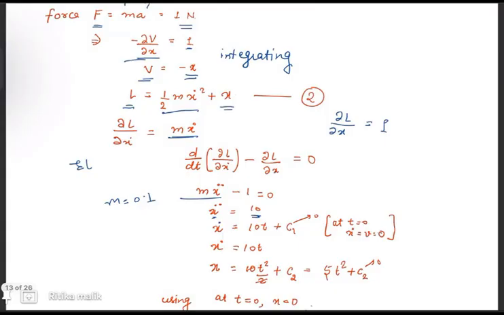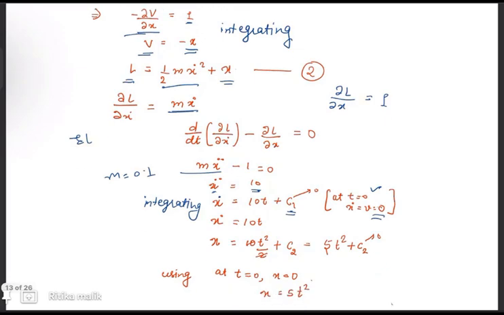Now if we integrate it with respect to time t, we get the expression for x dot, which is 10t plus c1. We are given the boundary condition that at time t equals 0, its velocity v is 0, since it starts from rest. So by putting these values, the constant c1 becomes 0. So our x dot is 10t.